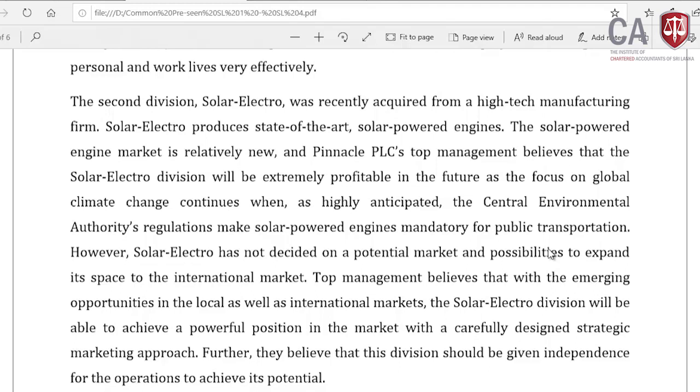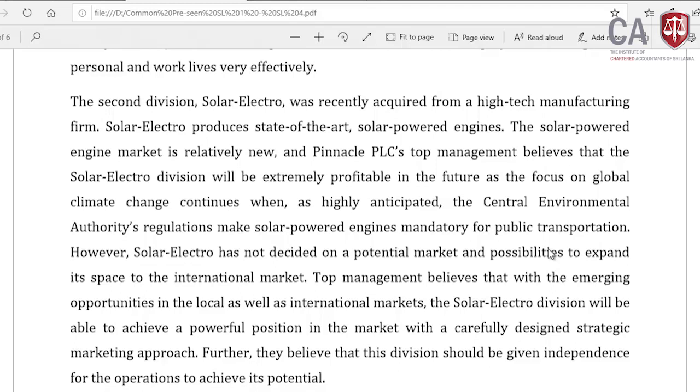This is a new market, not an old one, and Pinnacle PLC's top management believes that the Solar Electro division will be extremely profitable in the future as the focus on global climate change continues, when, as highly expected, the central environmental authorities' regulations make solar-powered engines mandatory for public transportation.